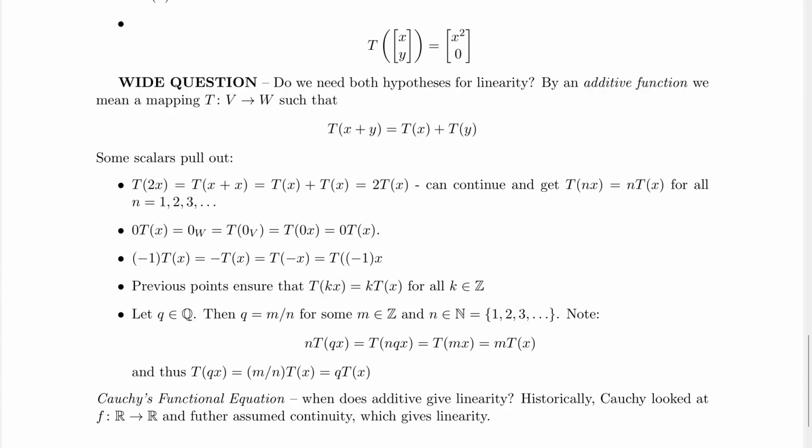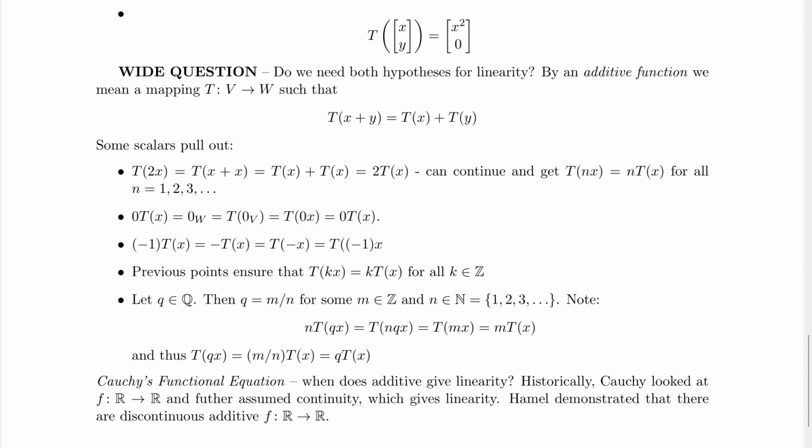And as we noted, when we talked about bases for vector spaces, we talked about, oh, these are sometimes called Hamel bases, because Hamel is the one who came through and demonstrated that you can actually construct discontinuous additive mappings from the reals to the reals. So additivity in general will not give you linearity. You can get pulling out rational scalars, but there are some mappings where you can't pull it out.